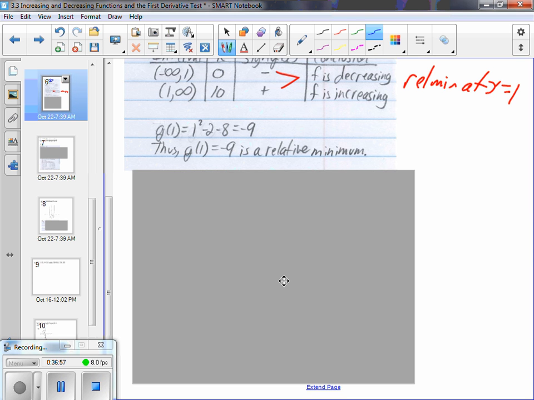And that's how we use the first derivative test. So let's stop and think for a minute.